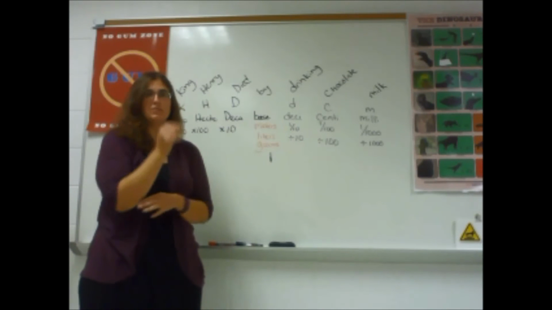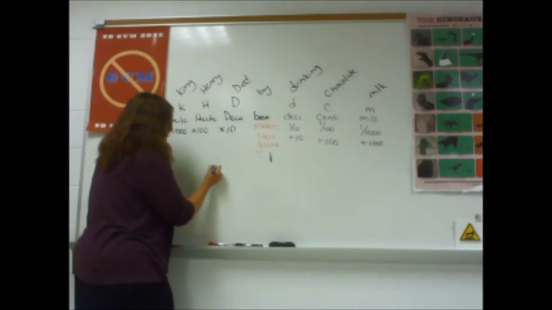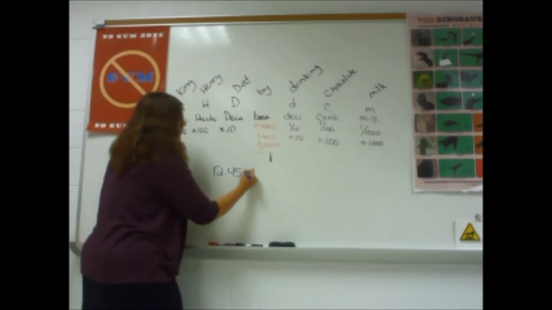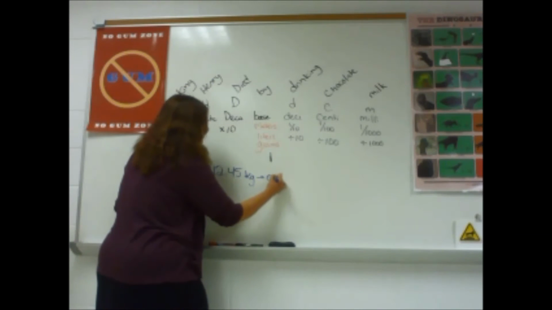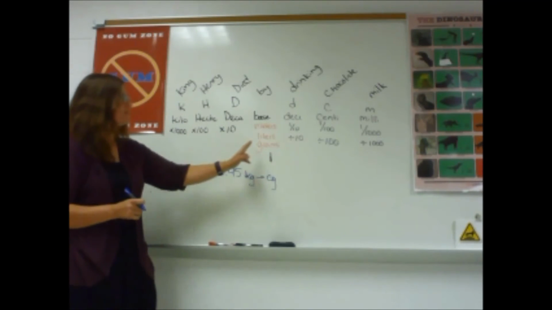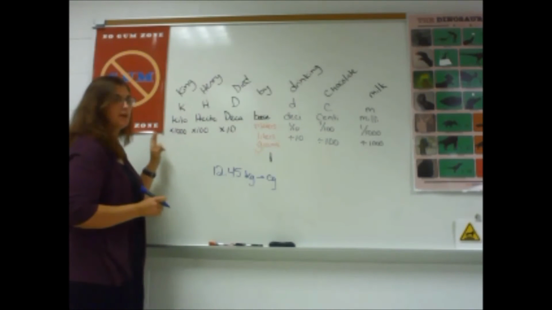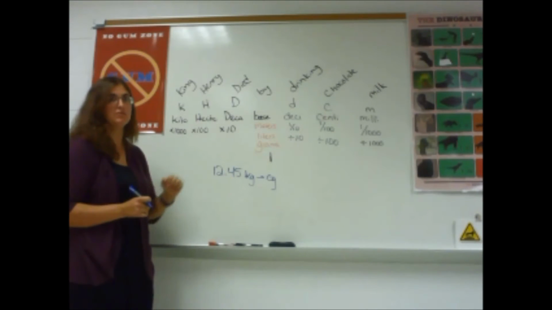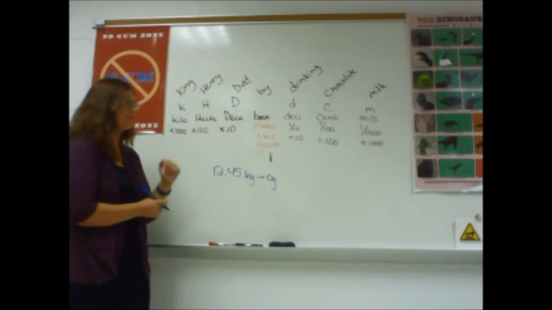So now we need to do some conversions. So let's take, for example, 12.45 kilograms, and we want to convert that to centigrams. Now if you'll notice, as we go to the right, we're dividing by 10 each time. As we go to the left, we're multiplying by 10 each time. So one jump is equal to times 10 or divided by 10. One jump is equal to one move of the decimal point.